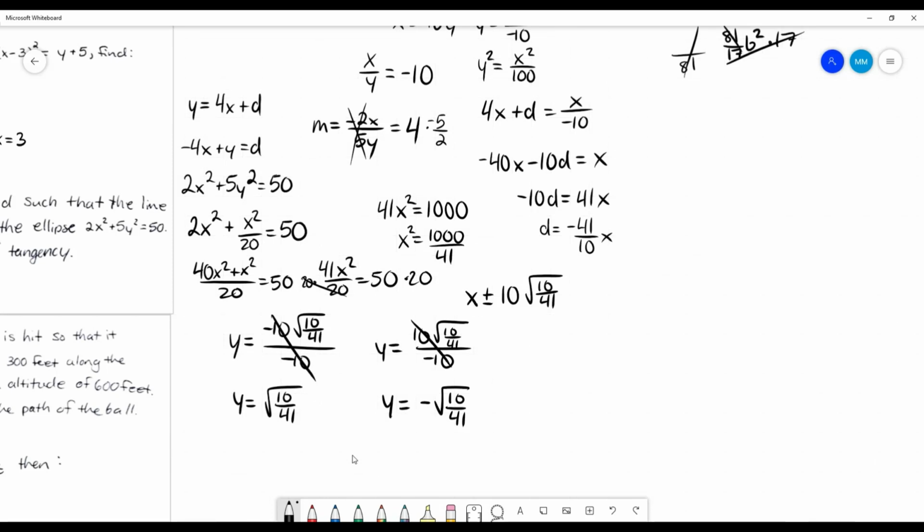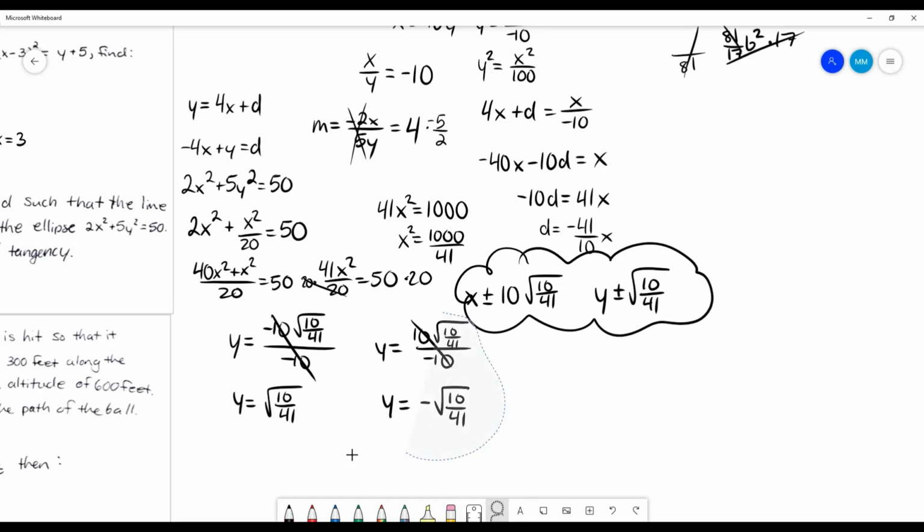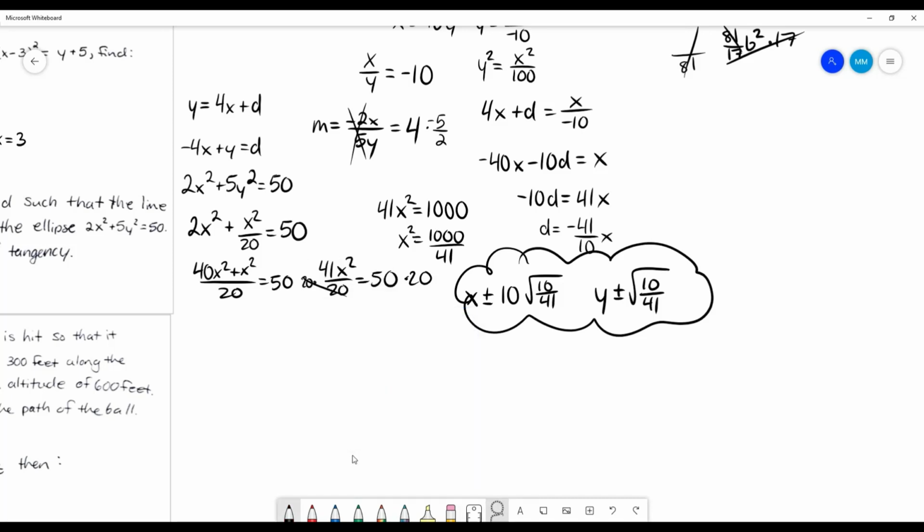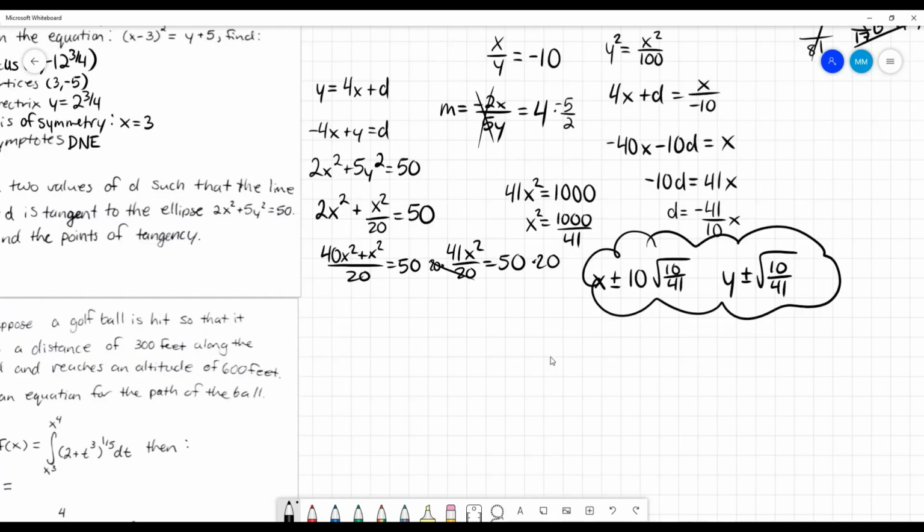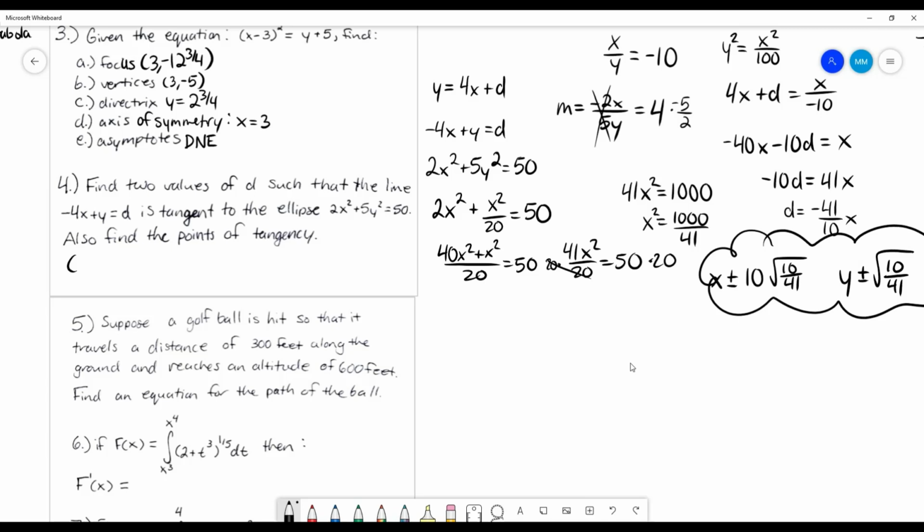So that gets us those x values and our y values at those x values. These are going to be our points of tangency. Now, in order to solve for those two d values, first of all, our points of tangency are going to be negative 10 times the square root of 10 over 41, comma, and that got us the positive one of that. So careful not to mix those up. These are points of tangency. I'm just going to write those down.